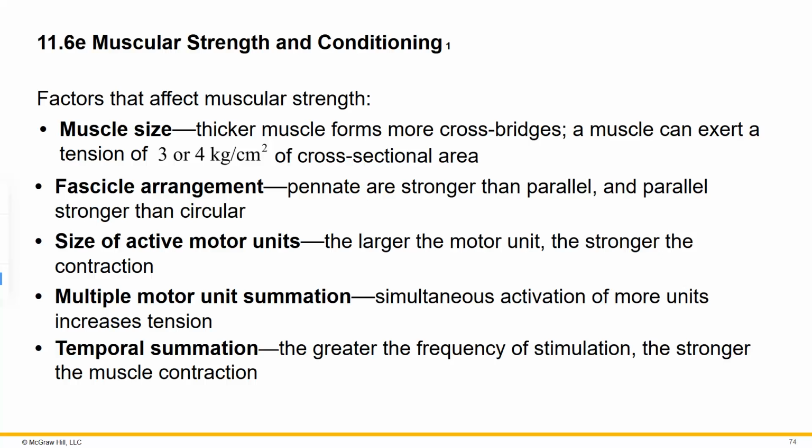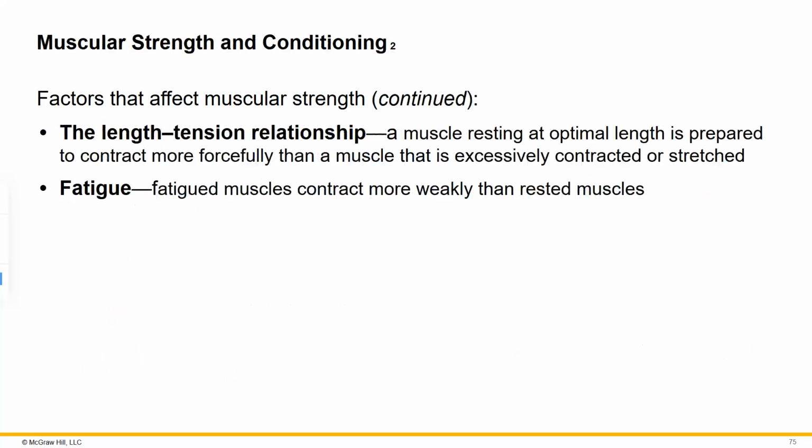Multiple motor unit summation: simultaneous activation of motor units increases the tension. And temporal summation: the greater the frequency of stimulation, the stronger the muscle contraction. The length-tension relationship: a muscle resting at optimal length is prepared to contract more forcefully than muscles that are extensively contracted or stretched. That's something we talked about previously. Fatigue: fatigued muscles contract more weakly than rested muscles.